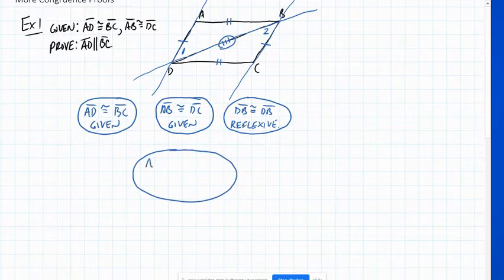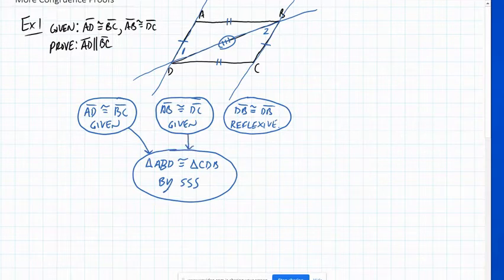And so I'll say triangle ABD is congruent to triangle. Now we have to match up the corresponding pieces. AB matches up with CD, so it's going to be CDB. And we said that that's by SSS. So since I'm saying it's by SSS, I need to make sure I have all three of those parts. And that's why we have these three bubbles here.